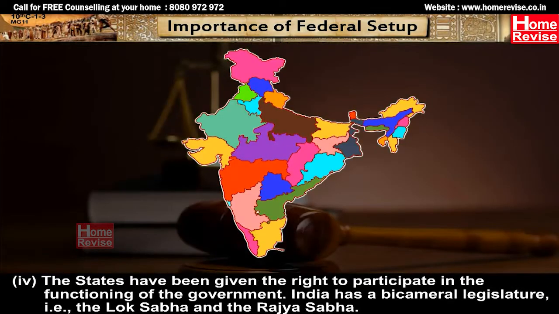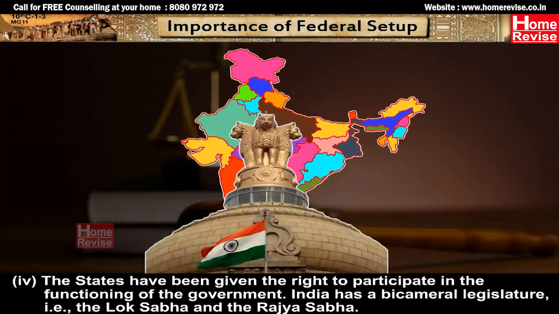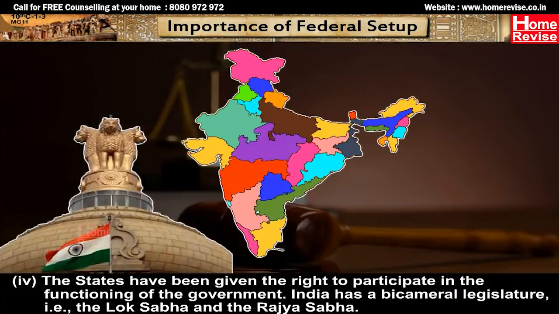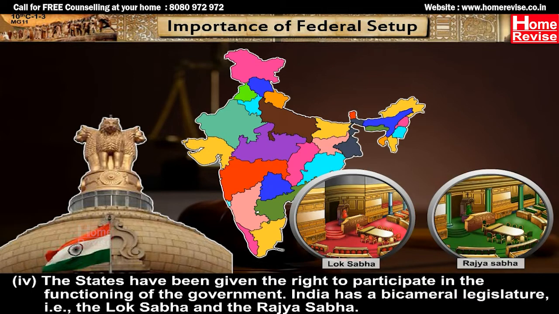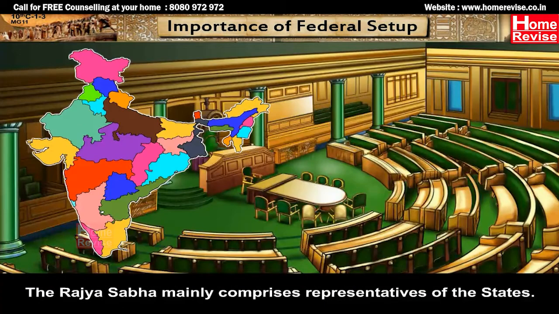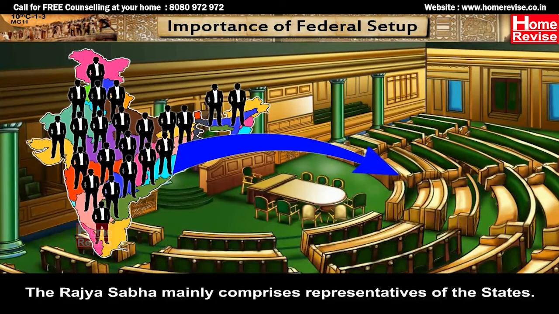Fourth, the states have been given the right to participate in the functioning of the government. India has a bicameral legislature, that is, the Lok Sabha and the Rajya Sabha. The Rajya Sabha mainly comprises representatives of the states.